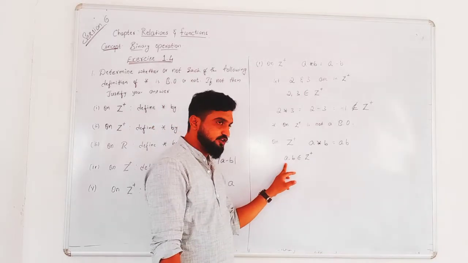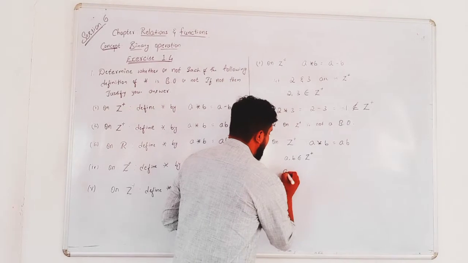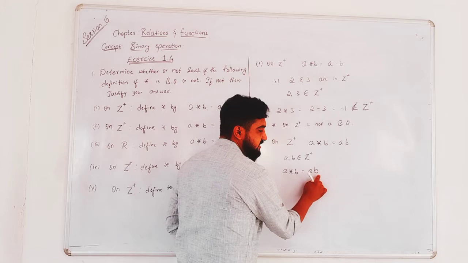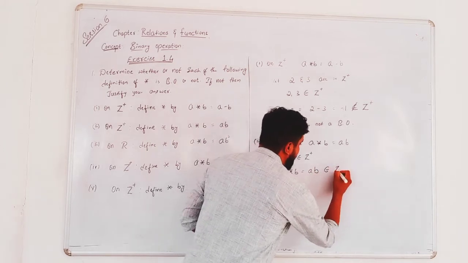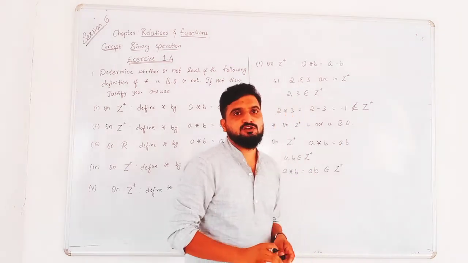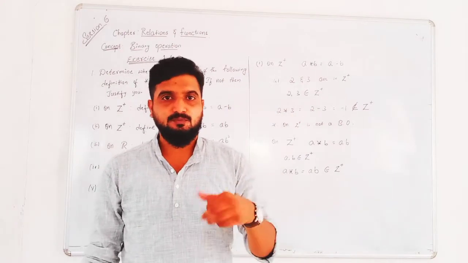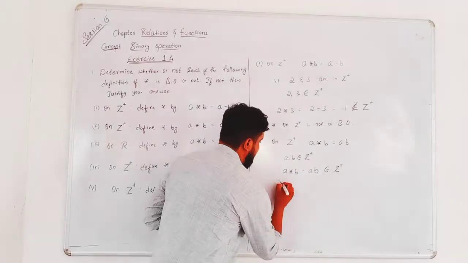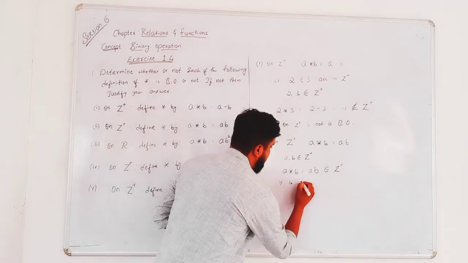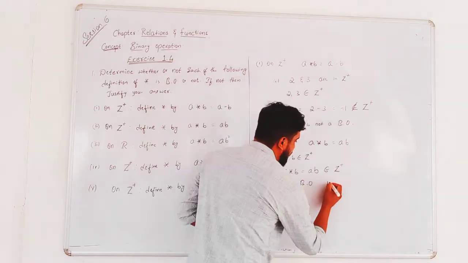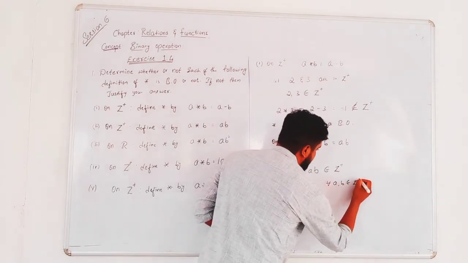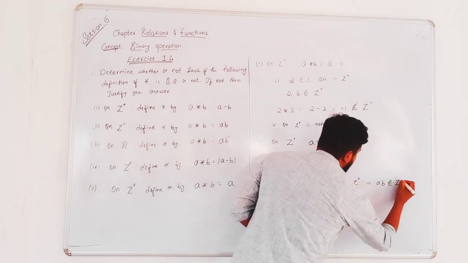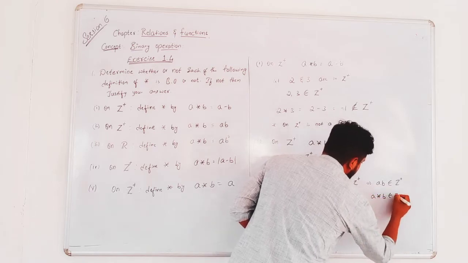So if A is a positive integer, B is a positive integer, then A star B is equal to A into B. Positive integer into positive integer is again a positive integer. So that's why this belongs to Z plus. For any case, you take any two positive numbers, the product of two positive numbers is again a positive number. So the resultant answer always resides in Z plus. So that's why here in the second question, star is a binary operation. For all A comma B belongs to Z plus implies A into B belongs to Z plus. That is, A star B belongs to Z plus.